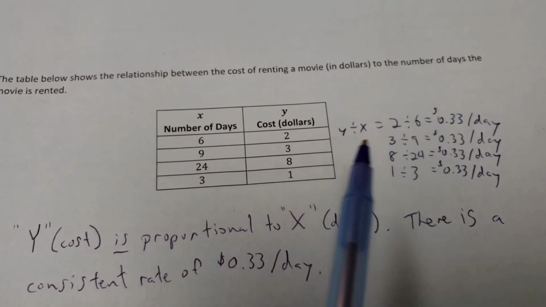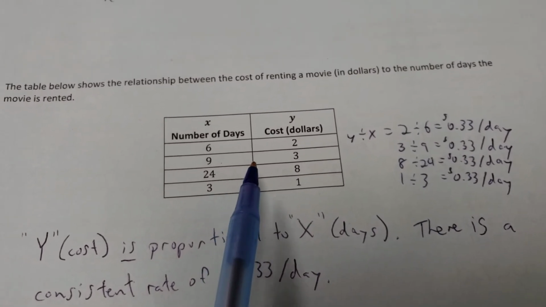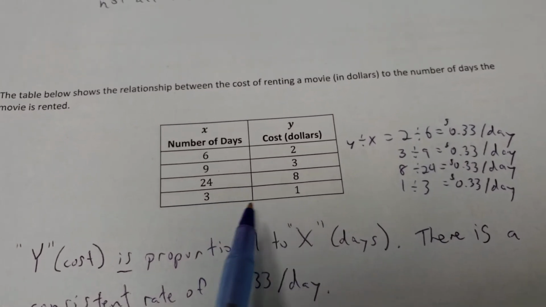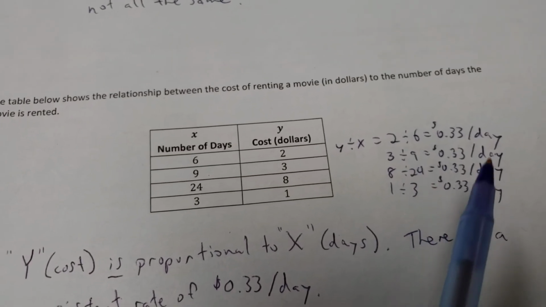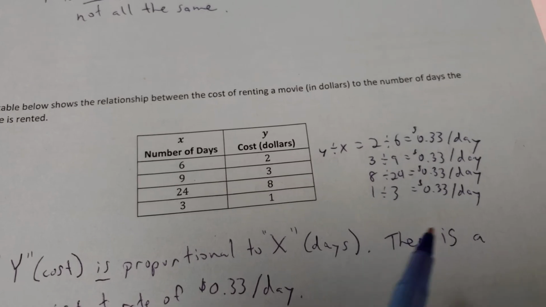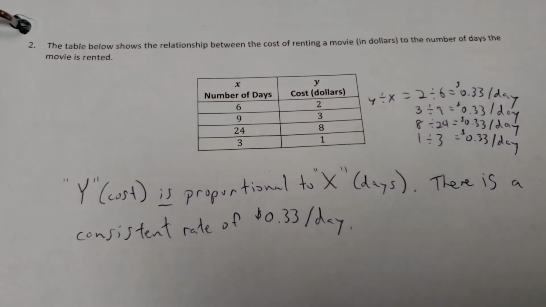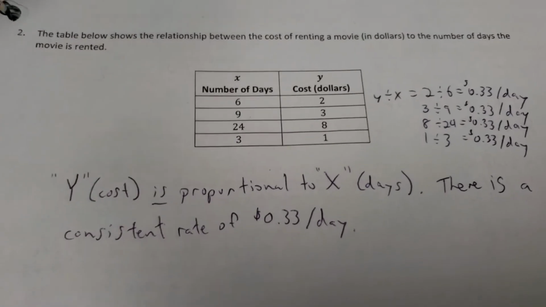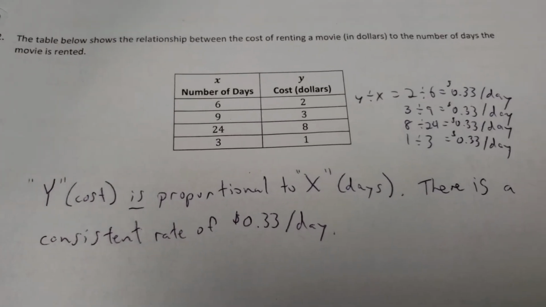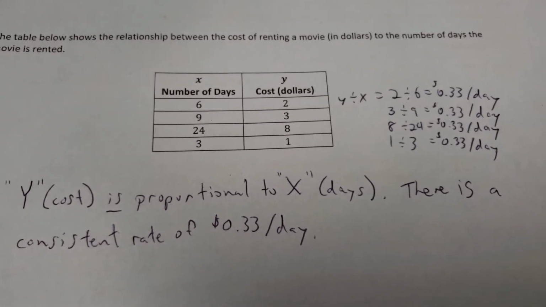And as you take your y divided by x values the rest of the way, 3 divided by 9, 8 divided by 24, 1 divided by 3, I keep getting the same answer. That's 0.3 repeating, which in money terms makes 33 cents. So in this case, yes, the y, the cost, is proportional to x, the number of days. There is a constant rate, 33 cents per day. It's consistent throughout the whole problem.